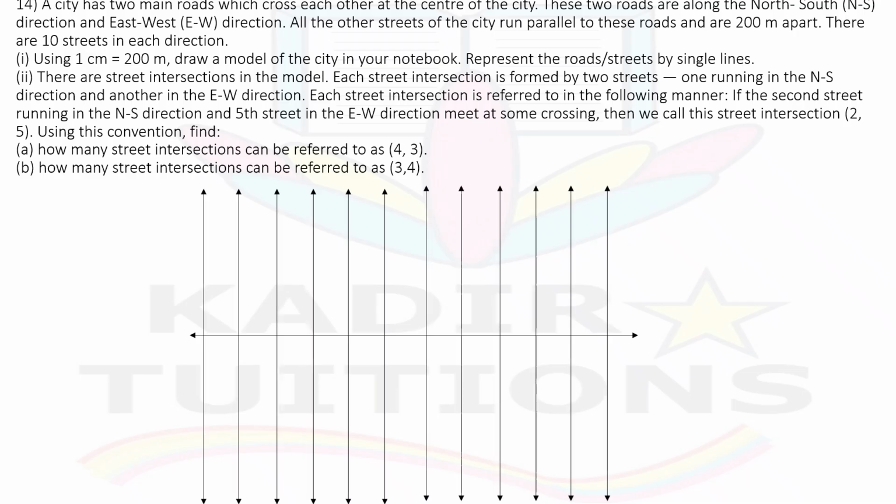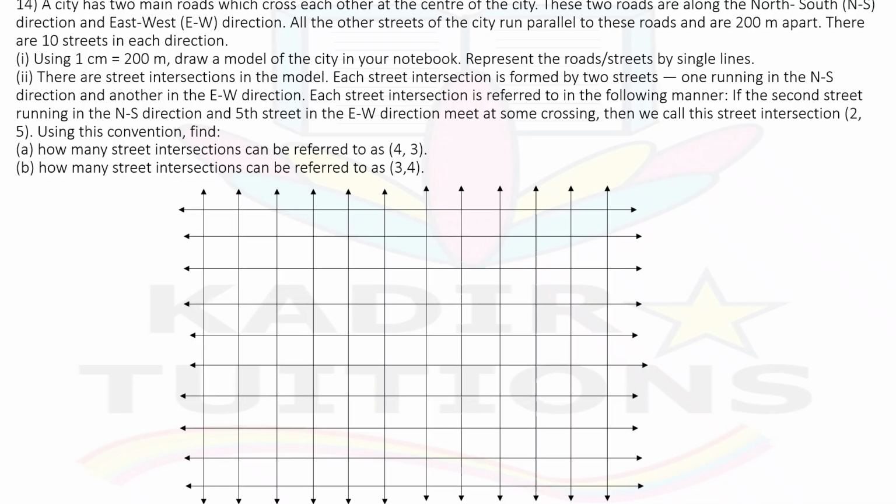So we'll take 10 towards north-south, and towards east-west we need to take 10 more. And each street is 200 meters apart. It means we are going to take 1 centimeter. This is actually looking like a graph. It's a Cartesian plane, and each centimeter is going to be taken as 200 meters. So we will mark the points now. I have marked over here the meeting point of the north-south as well as east-west roads. That intersection I made as the origin 0, and towards north-south we are having totally 10 streets running, and towards east-west there are totally 10 streets running.